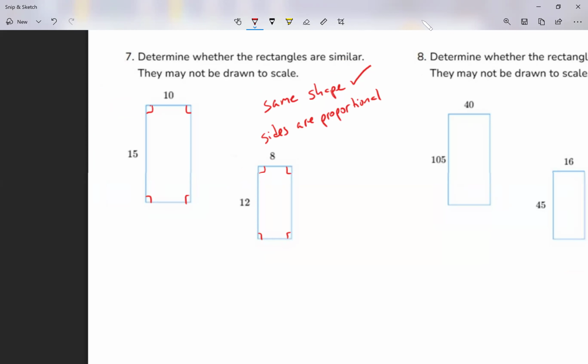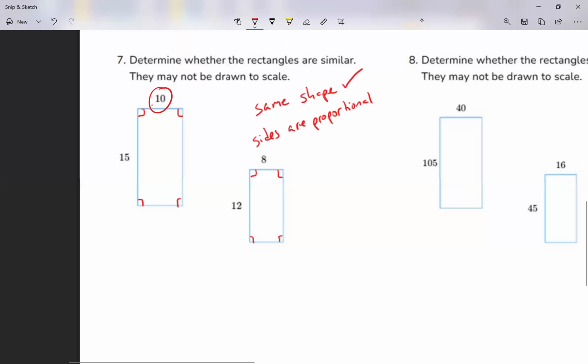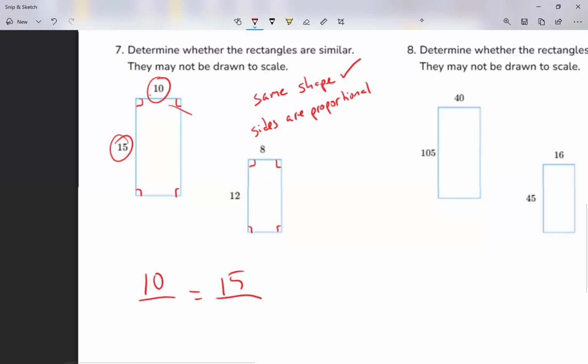How am I going to compare that? Well, from one of my figures, I'm going to use the numbers 10 and 15. I'm going to do fractions. If I have more than two numbers, then I use more than two fractions. Now 10 is corresponding with 8, so I'm going to put an 8 there. 15 is corresponding with 12, so I'll put a 12 there.